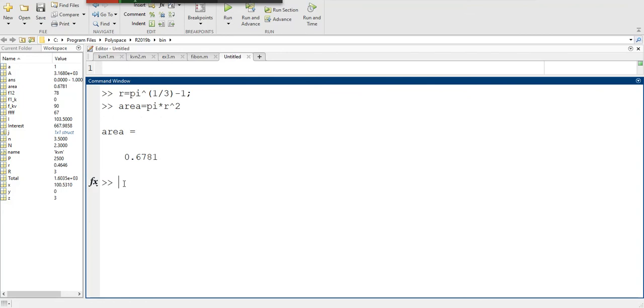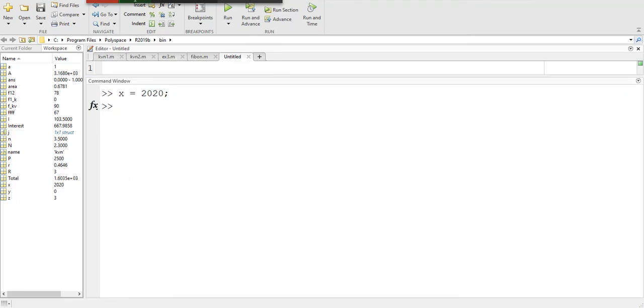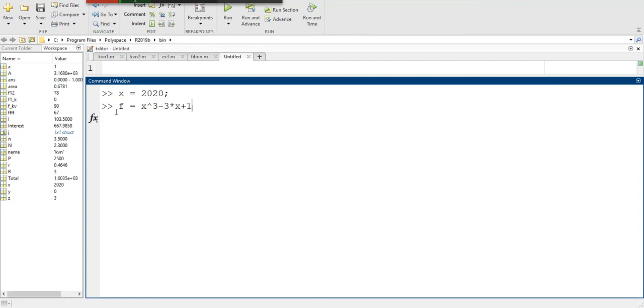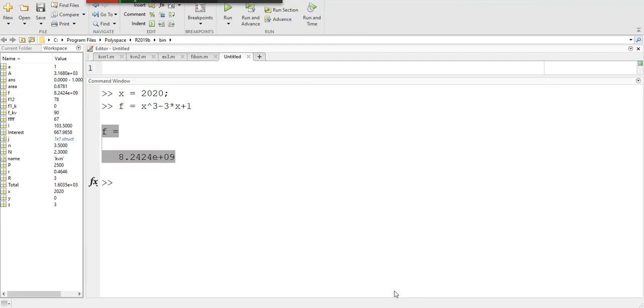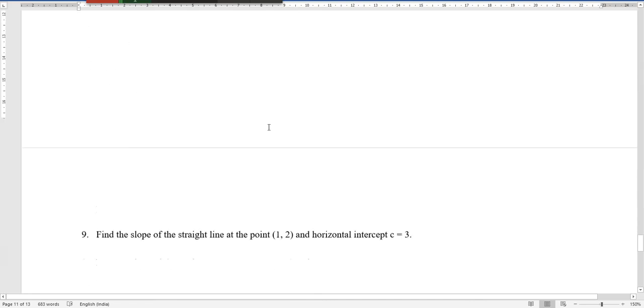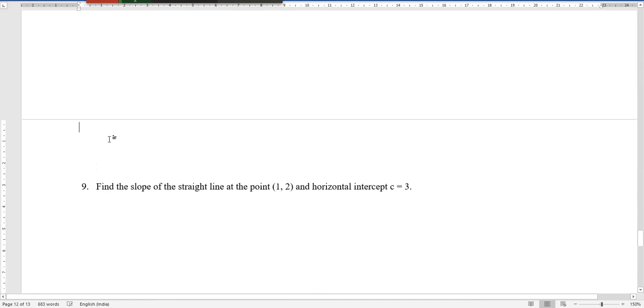Very simple. CLC. Okay, x value is initiated but not displayed, and find the f value. Very simple. So directly you will get the f value. So this is also a very simple question. So this is the output, you may use or write output. Now ninth question. Very simple.